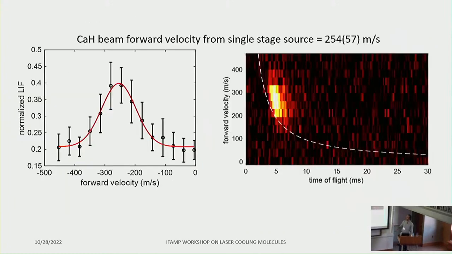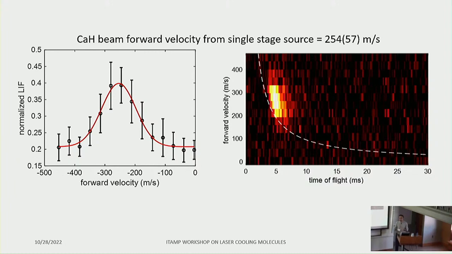Just to flash this quickly, this is data that we got right before coming to the conference. We, for the first time, measured directly our calcium hydride beam velocity through a very interesting technique that I can talk about later. Essentially, we find that it matches the calcium velocity that we measured directly. So the peak velocity is around 250 meters per second, which is a little bit high for a single stage source. But we know why that is.